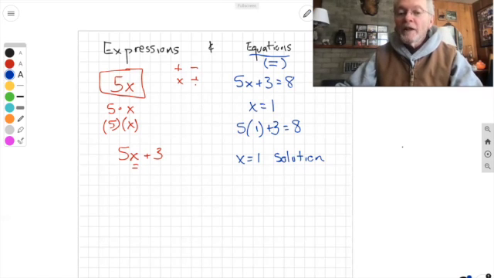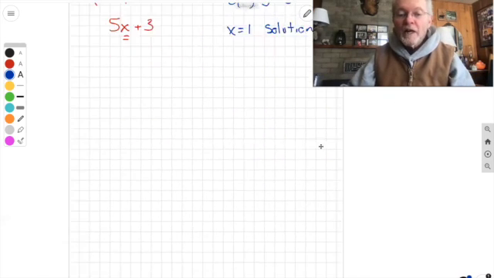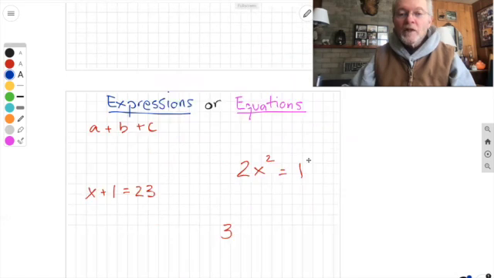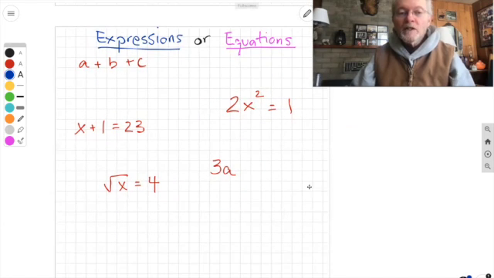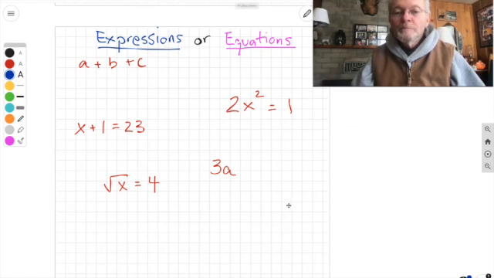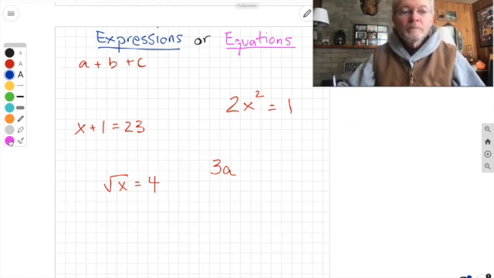So let's scroll here and give you a chance to try it. Here are some expressions or equations. Pause the video and see if you can figure out which ones are which. Okay, expressions are the ones with no equal sign.